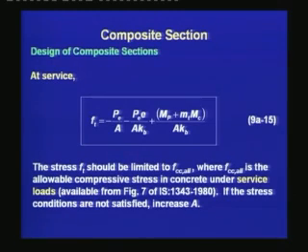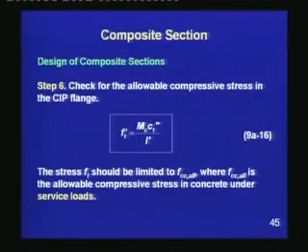At service, the stress is given as Ft equal to minus Pe by A minus Pe times E divided by A kb plus the total moment Mt plus the equivalent moment of Mc divided by A kb. The stress Ft should be limited to Fc allowable, where Fc allowable is the allowable compressive stress in concrete under service loads, and this is available from figure 7 of IS 1343. If the stress conditions are not satisfied, then we have to increase the area of the precast web, that is A. Step 6 is to check for the allowable compressive stress in the CIP flange.